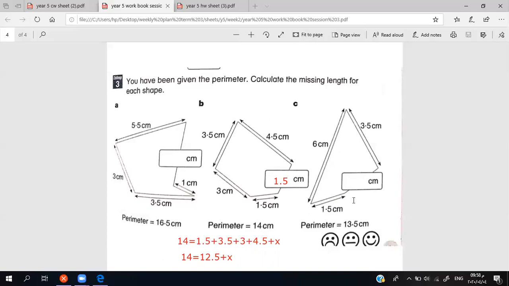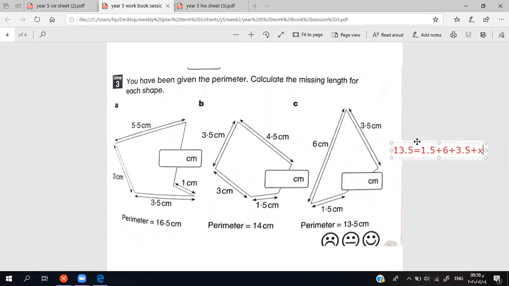Can you please pause me and try to do number C on your own, guys? And come back to see how we do it. Okay, I'm going to clear what I wrote. Now, I'm going to write the answer here. Here he gave me that the perimeter, all of them plus each other, is 13.5. So let's add the sides. I have a side with 1.5, another side 6, and a third side 3.5, plus the side that I don't know.